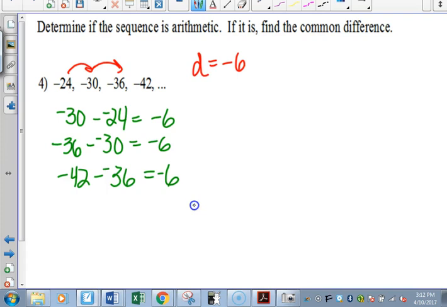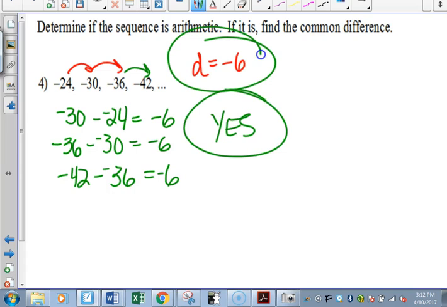I say that because sometimes you can't eyeball it. And then you need to check. Now, this actually asks, is it arithmetic? So you need to check that it works every time, right? All right, and this one is yes, it's arithmetic, and the difference is 6. So look at the next one.